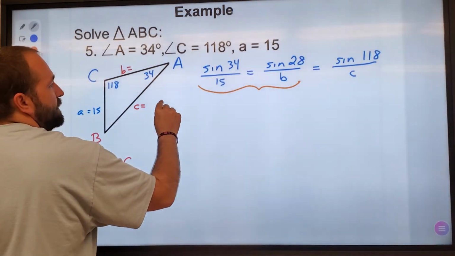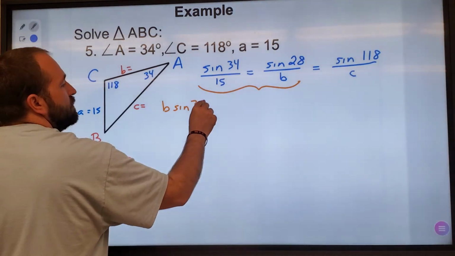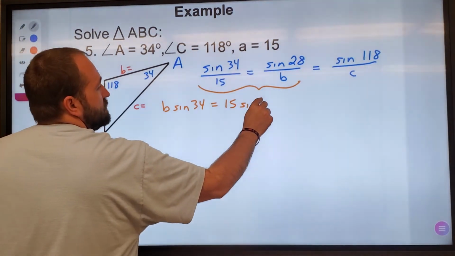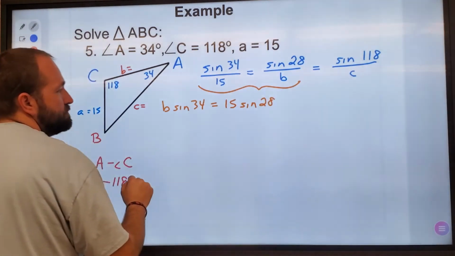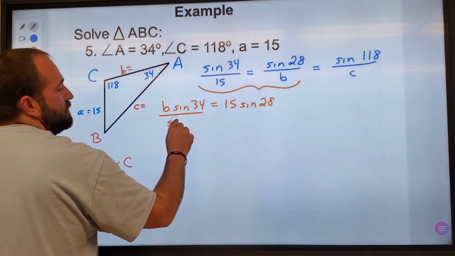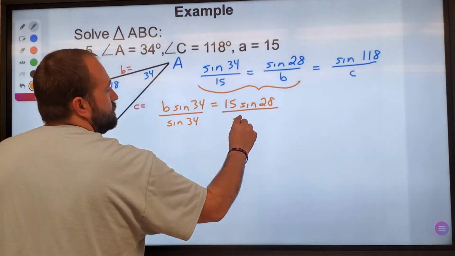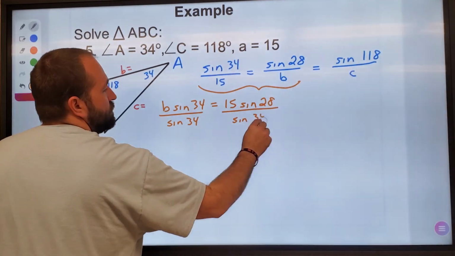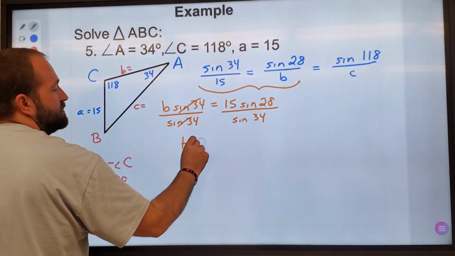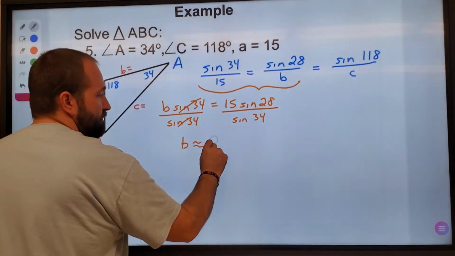Again, cross multiplying, that's going to give me B sine of 34 is equal to 15 sine of 28. To get rid of sine of 34, I'm going to have to divide both sides by sine of 34. It's going to cancel these, and that's going to give me that B is approximately 12.59.